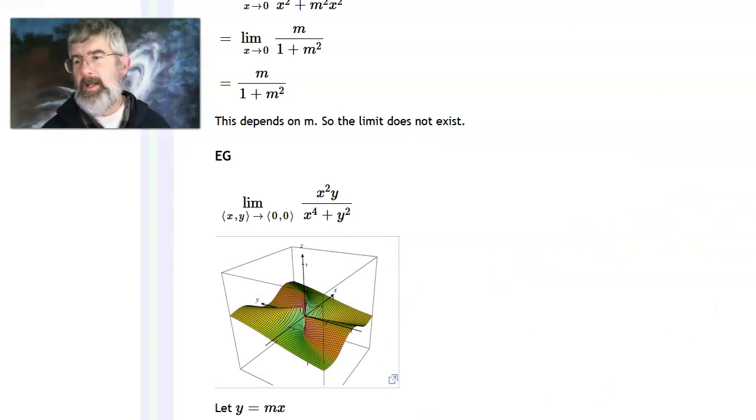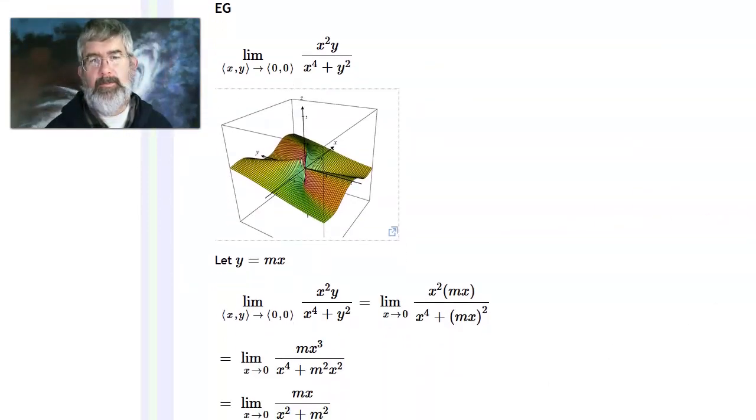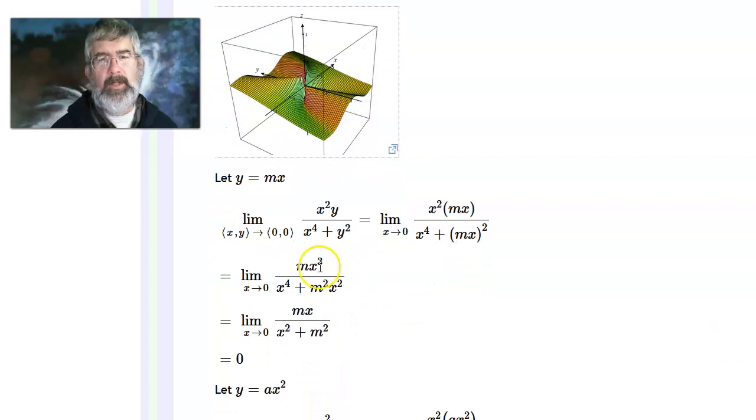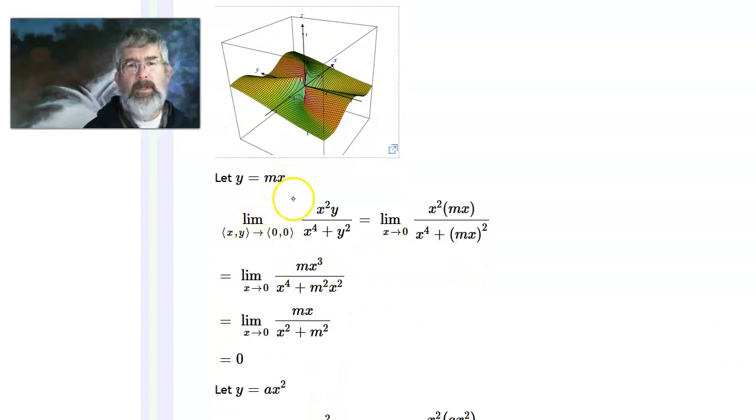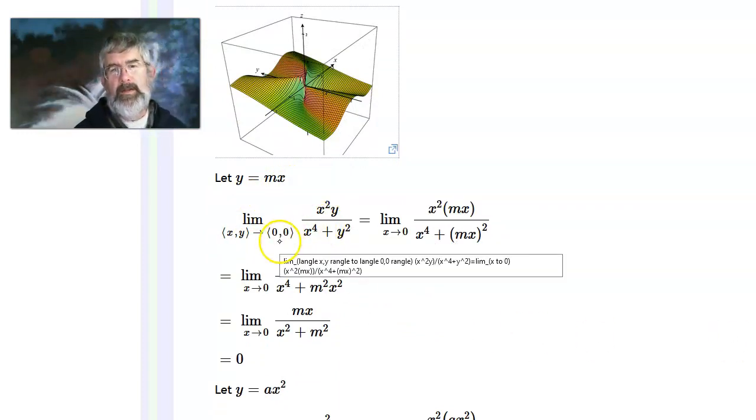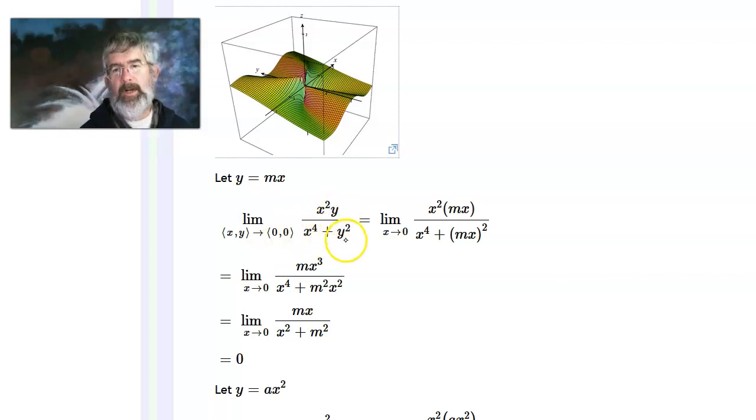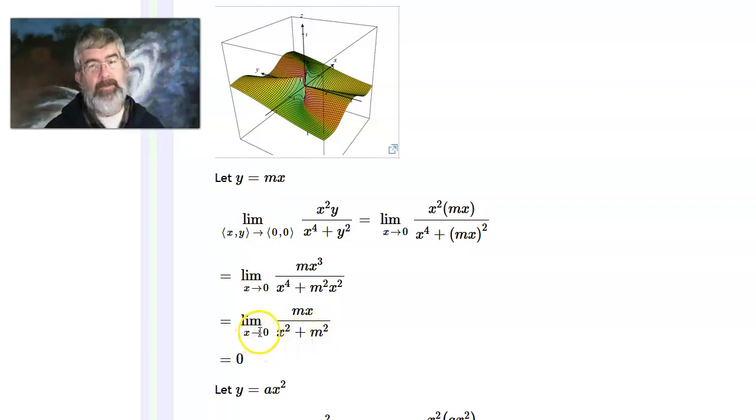So let's analyze this. Let's try it in the same way we just did. I'm going to let y equal mx, and replacing all my y's with mx, that looks like this. This is now an mx cubed on the top. There's an x to the fourth plus m squared x squared. I can factor an x squared out of everything and cancel that, leaving an mx on the top and an x squared plus m squared. Now this does depend on x, right?